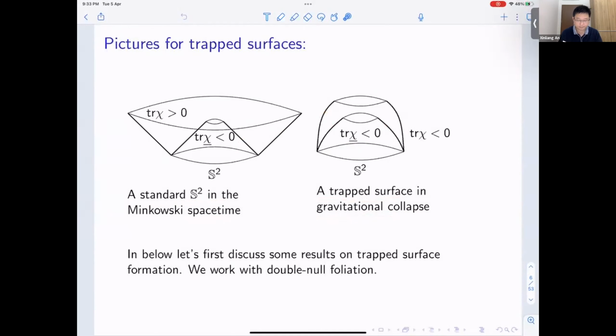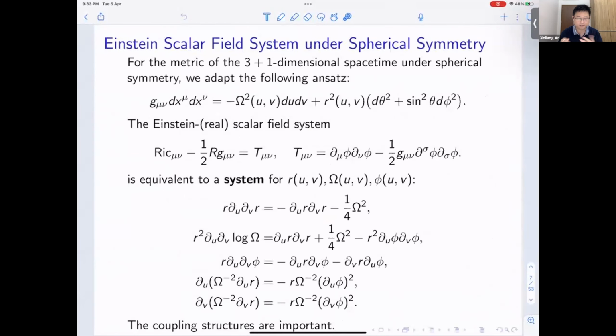So below, let's first discuss some results on trapped surface formation, and we will work with double null foliation. The first thing, starting from the easiest one, is the Einstein-scalar field system under spherical symmetry. For the metric of the 3+1 dimensional spacetime under spherical symmetry, we adopt the following double null ansatz. With this ansatz, we can rewrite the Einstein-scalar field system into the following system for r, for omega, and for the scalar field. These are the equations.